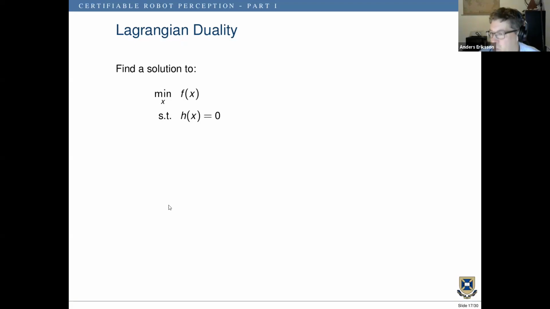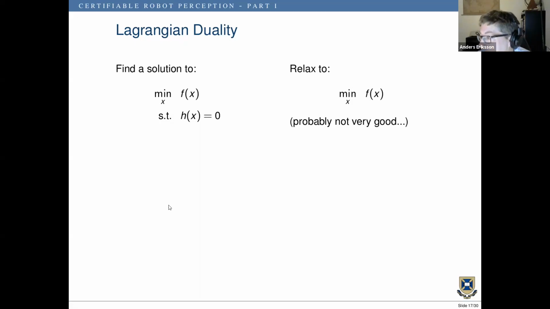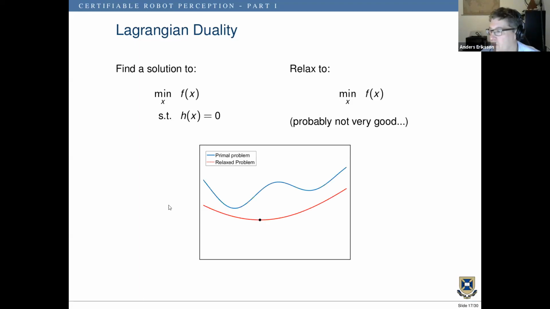So again, let's say we have this problem. It's difficult to solve, and let's further assume that the issue we have with this is that the constraints are making it difficult. So what we can do is what we did before. Using relaxation, we just say, okay, let's just remove the constraints and solve the resulting problem. The assumption here again is that if we do that, we can solve this relaxed problem much more easily, and we can solve it globally. Now the downside is that it's probably not a very good thing to do, but let's do it anyway.